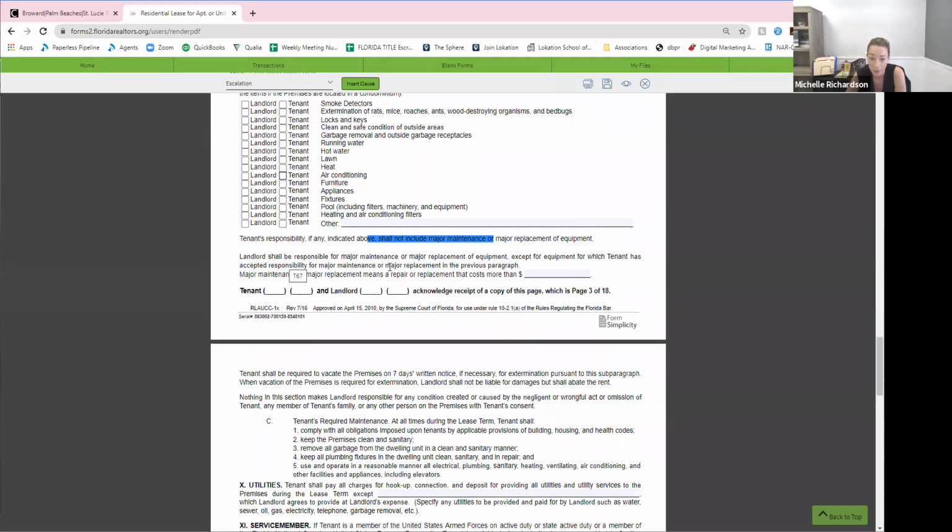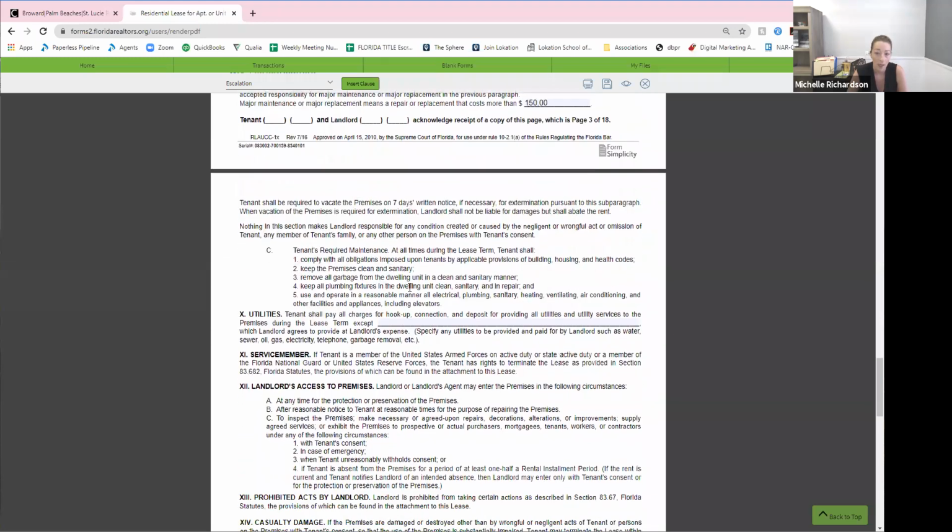Landlord should be responsible for major maintenance and major replacement of equipment, except for equipment for which the tenant has accepted responsibility for maintenance or major replacement in the previous paragraph. So major maintenance or major replacement means a repair or replacement cost of more than, you could put $100, $150, whatever is negotiated on. So anything that pertains to all of this here, if it's under $150, the tenant should be aware that it's their responsibility to cover up to that amount. Anything over that, the landlord should be called and some professional should come out and take a look at it.